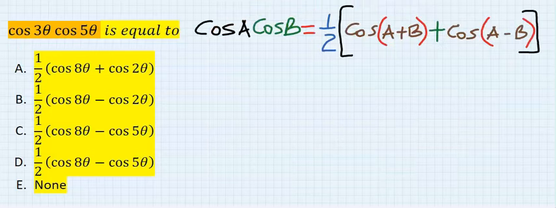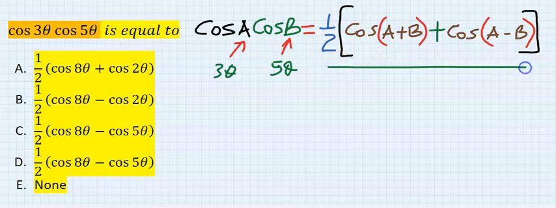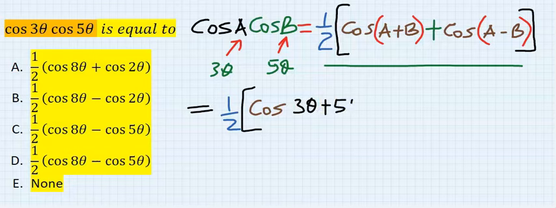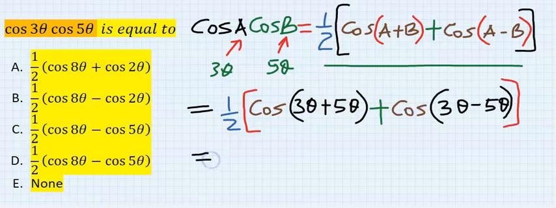Next, consider the values of a and b. My a here is 3 theta and the b is 5 theta. Next is to substitute into this. I'm going to have cos, instead of a, I'm going to have 3 theta plus, instead of b, I'm going to have 5 theta. Next is to solve this.